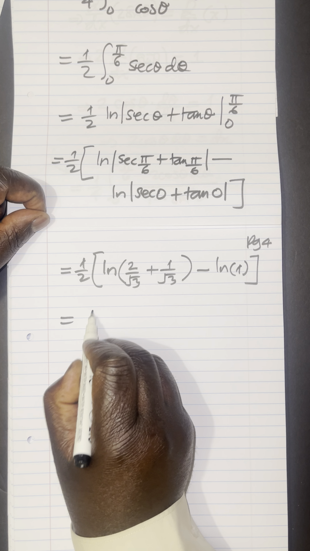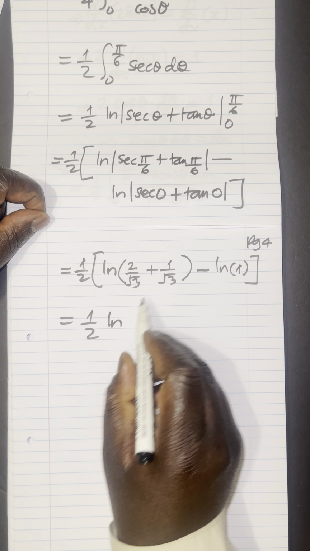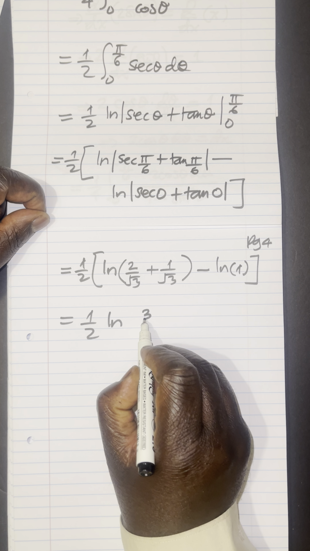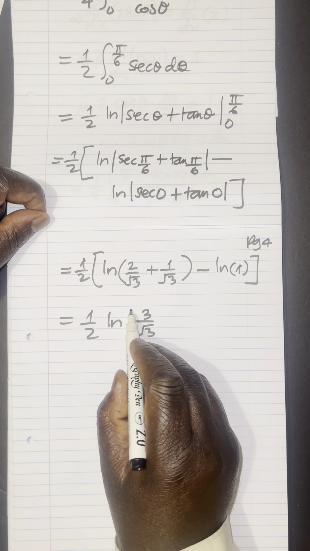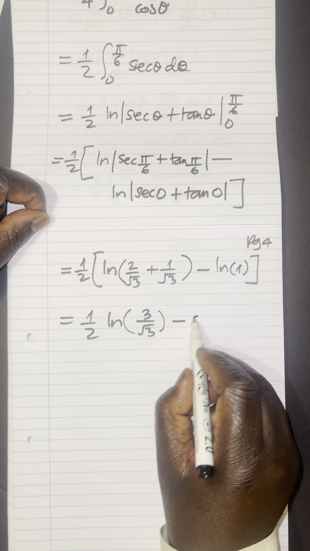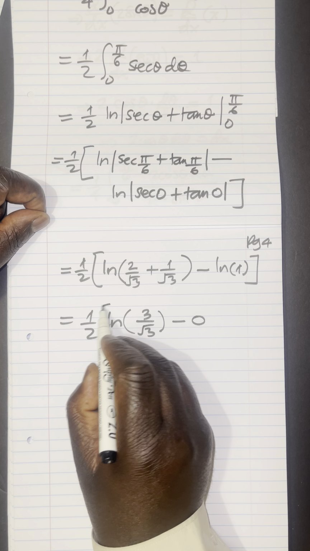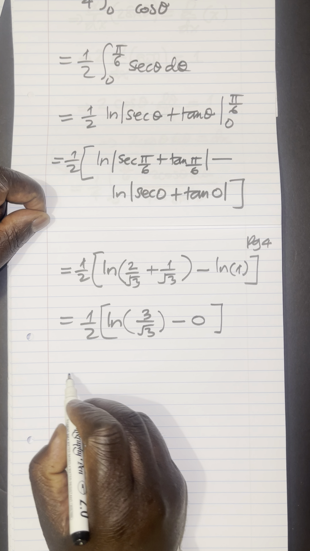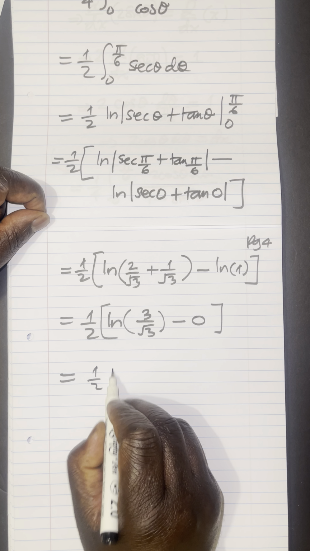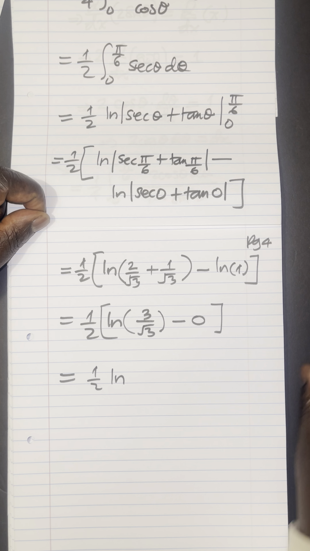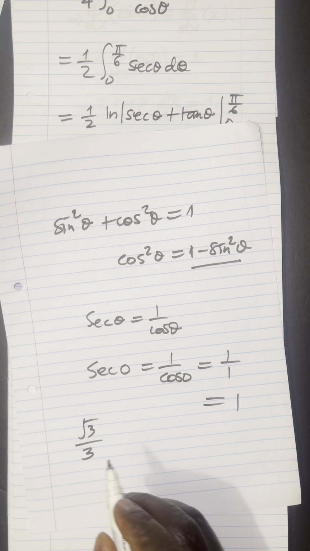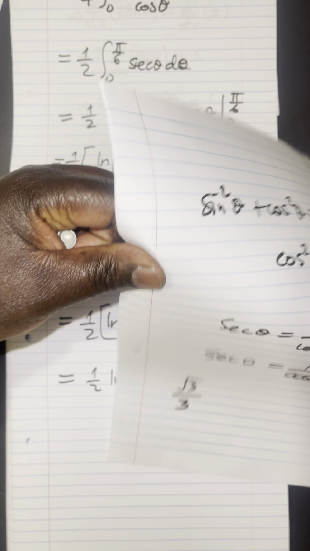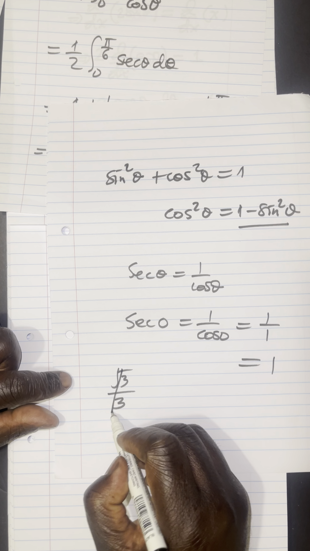So this is 1 over 2 natural log of, here we have, remember, 3 over root 3. Denominator is the same, just add the numerators. This is what we have, minus 0, like so. And then this simplifies to 1 over 2 natural log of this one here. Remember, we have 3 over root 3, not root 3 over 3.